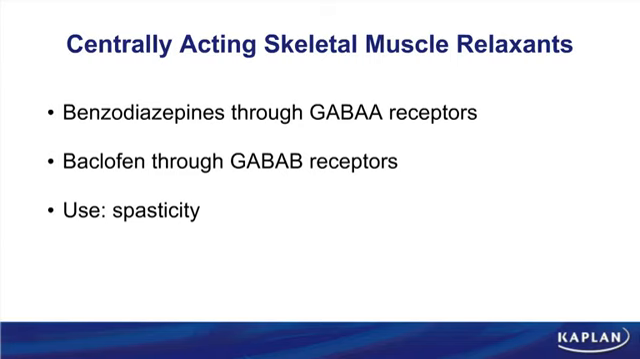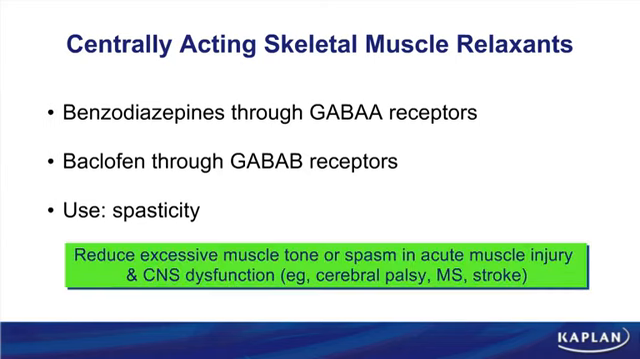We end this chapter by talking about centrally acting skeletal muscle relaxants. There are times when you've got excessive muscle tone or spasm perhaps due to an acute muscle injury. Perhaps it's even CNS dysfunction, like cerebral palsy or MS or stroke. We need a centrally acting skeletal muscle relaxant for these individuals. Commonly, we see benzodiazepines used for this purpose, benzos working through GABA-A, or we could use the drug baclofen, which works through GABA-B. We spent a lot of time focusing on GABA-A. Here's the one drug that we discuss that works at GABA-B.